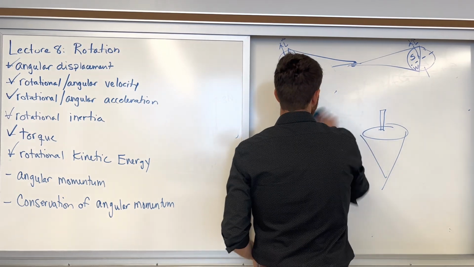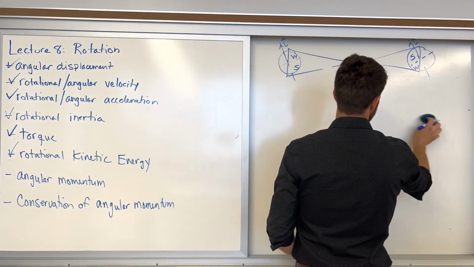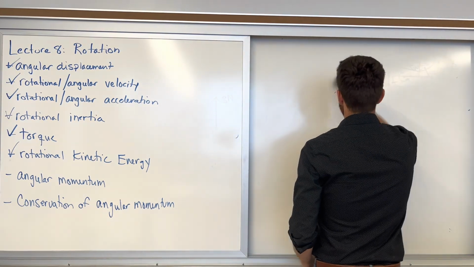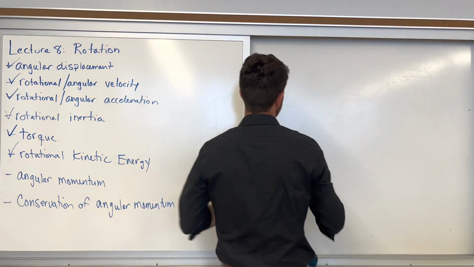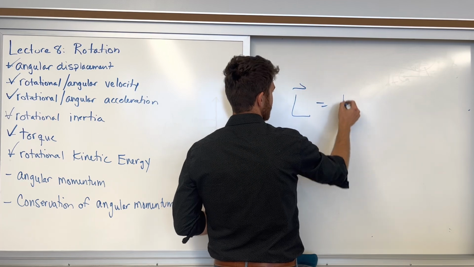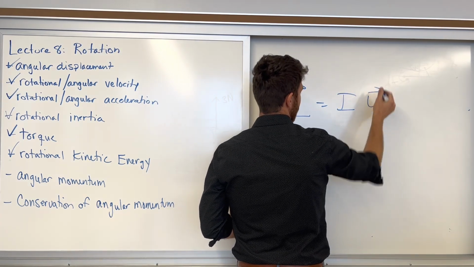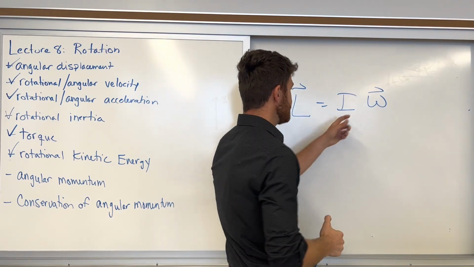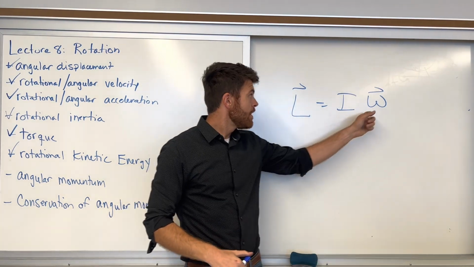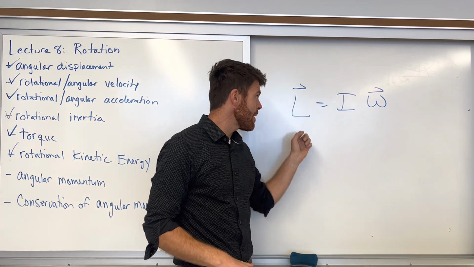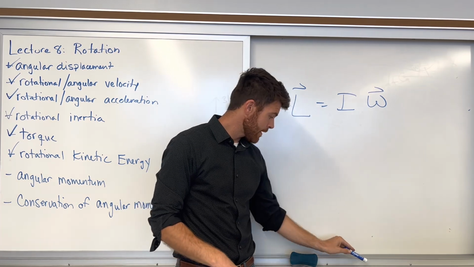momentum. And another application of the conservation of angular momentum is because angular momentum is the product of the moment or the rotational inertia and the angular velocity. If we change the rotational inertia, the angular velocity has to change accordingly so that the angular momentum is conserved if there's no net torque.